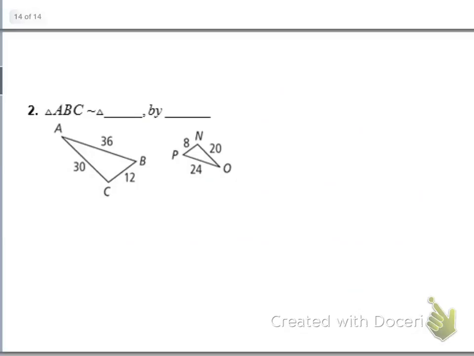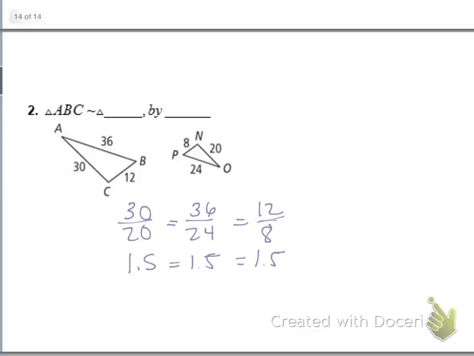Okay, in this one, it doesn't look like we have any angles, so we're going to see if our sides are proportional. So 30 is the long side, which actually matches with 20. 36 matches with 24, and 12 matches with, sorry, 12 actually matched with 8. There we go. If I go ahead and divide them, all of them are 1.5, so we have all the sides proportional.